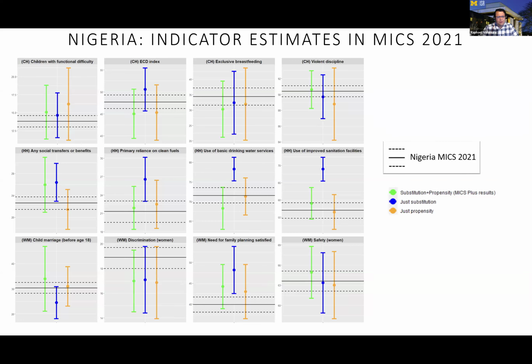So here the results are not as clear-cut as the ones in Georgia, except that you can see for several indicators that just substitution tends to underperform the other two. But substitution with propensity score adjustment performs similarly, in some cases better, in some cases worse than the response propensity adjustment. And in general, I think there is, at least in Nigeria, a better case for the response propensity adjustment alone than the matching substitution, right?